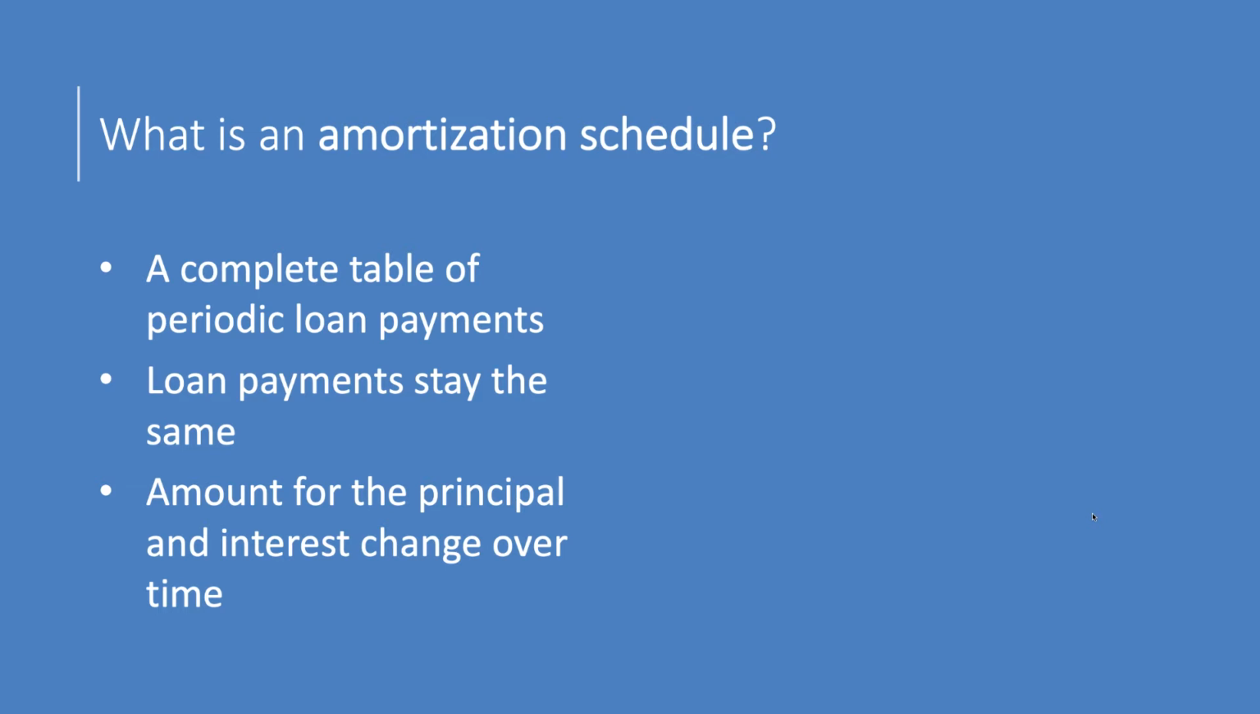Why does it happen? Well, it's around what's called an amortization schedule. This is basically a table of periodic loan payments, and the loan payments are going to stay the same the entire time. It's how loans are typically built out. And the amount for the principal and the interest actually will change over time.